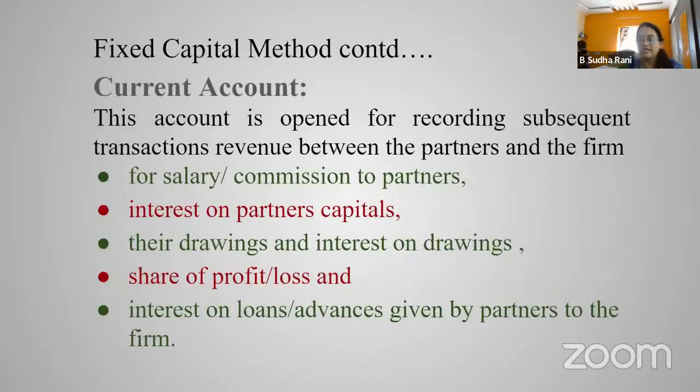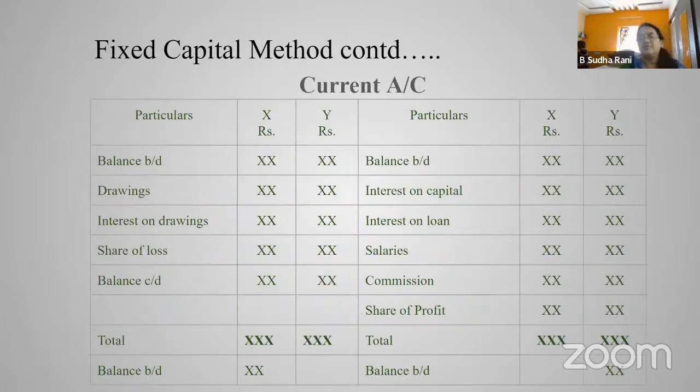Next, current account. In the current account, you will make all the adjustments. Simply the current account balance will be there, and you write balance brought down. Sometimes for current account balance, one partner will have a debit balance and another may have a credit balance. Whatever he mentions in the bracket, debit balance or credit balance, according to that, if he said debit, you take the balance brought down on the debit side. If he mentions credit balance, you take balance brought down on the credit side.